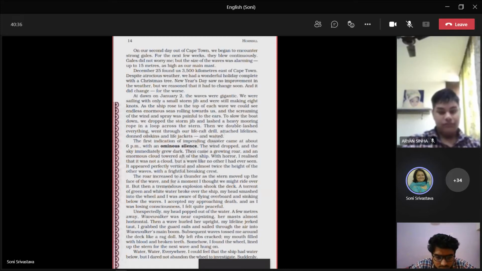So all these words, that's why I showed you in the beginning. You see the picture which is there with you and compare it with what we are talking about. It becomes easier. And last, a heavy mooring rope. It's like anchoring the boat.